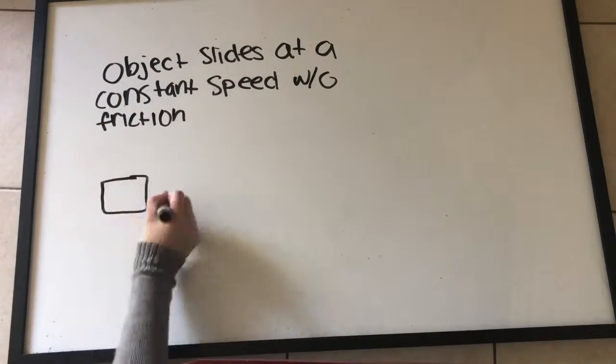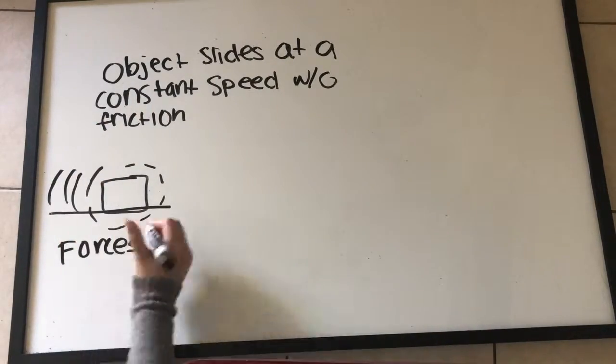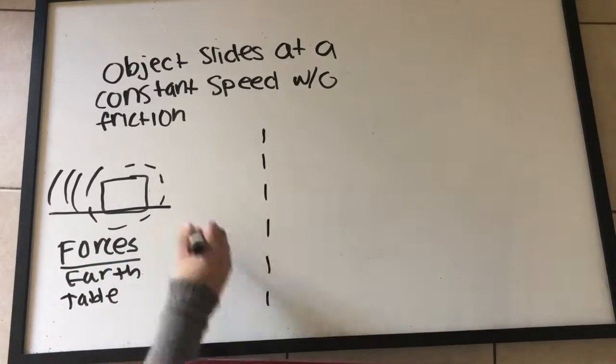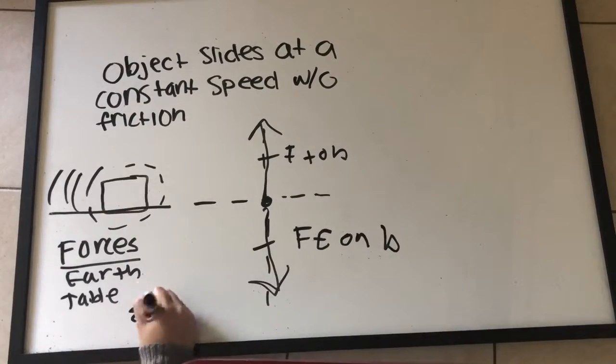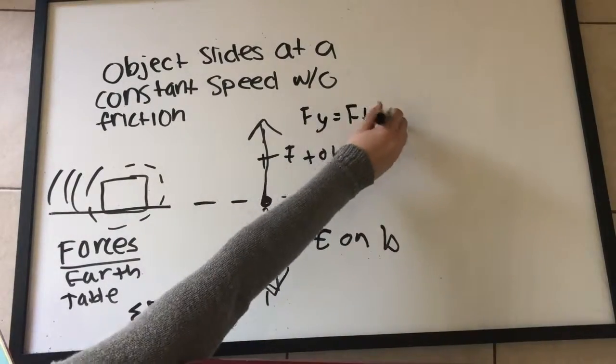So, an object slides at a constant speed without friction. The forces are from the Earth and the table that the box is resting on, and these are equal but opposite forces.